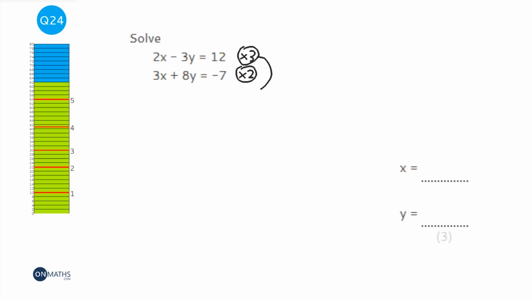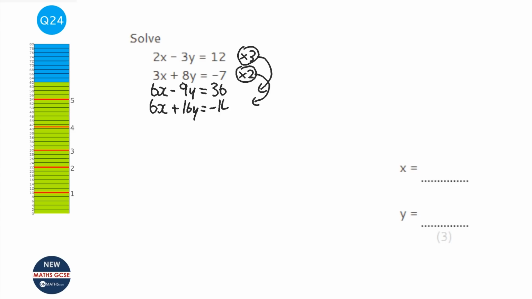So if I times the top by 3 and times everything at the bottom by 2, then it will get the x's the same. So I'm going to times the top by 3 first, so we get 6x minus 9y equals 36. I'm going to times the bottom one by 2, so we get the 6x, so we have these the same, plus 16y equals minus 14. And be careful to times everything in the equation by 2 and everything in the equation by 3. So with simultaneous equations we work downwards.